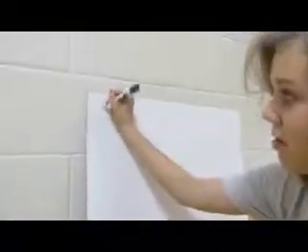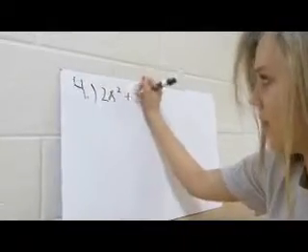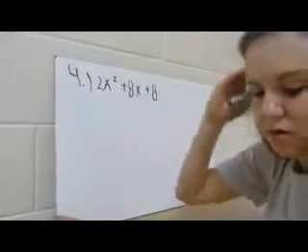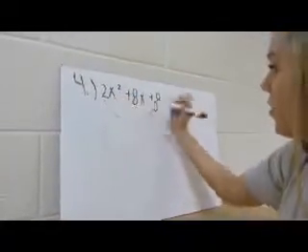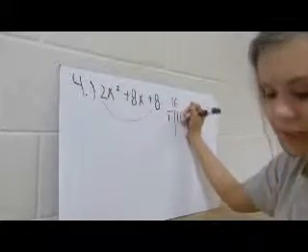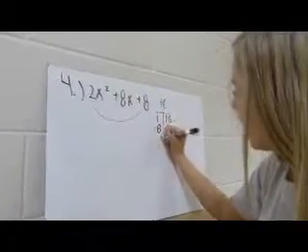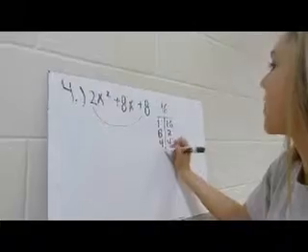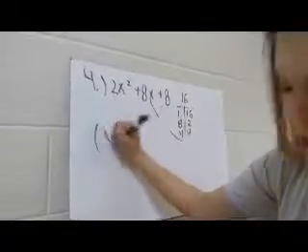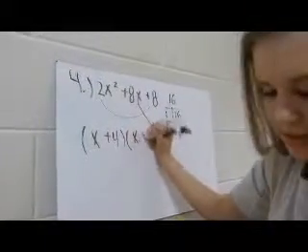The equation for number 4 is 2x squared plus 8x plus 8. For this one, when you multiply these together, you get 16. So you get 1 and 16, 8 and 2, and 4 and 4. 4 and 4 add up to the B term. So you get x plus 4, and then x plus 4.